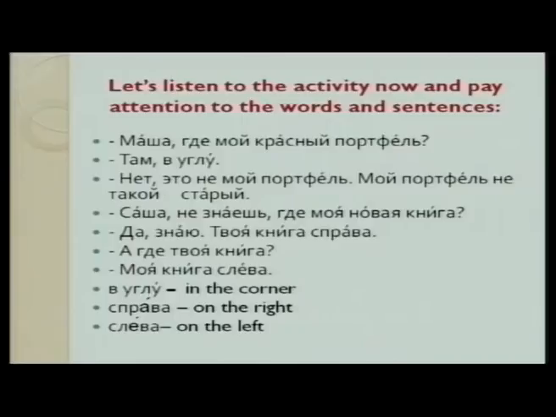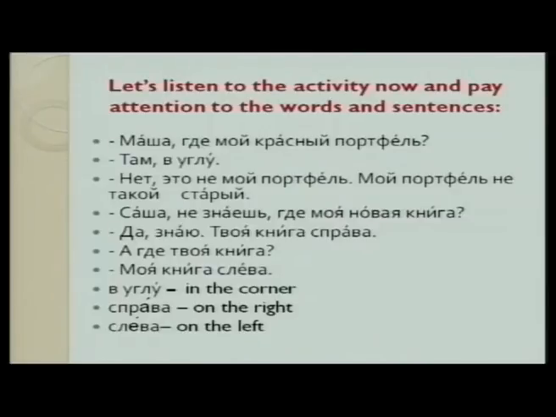Here we have also introduced you to three different direction expressions, for example "в углу", which means in the corner, "справа", which means on the right, and "слева", on the left. Let us understand the meaning of this text now. In this text, which has a dialogue form, there are two characters, Masha and Sasha.